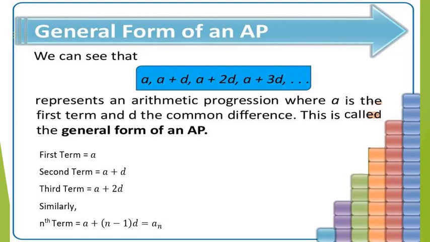Now, here also observe one pattern: for the second term, the coefficient of d is 1. For the third term, the coefficient of d is 2. For the fourth term, the coefficient of d is 3. Similarly, for the nth term, the coefficient of d will be n minus 1. So the formula becomes a plus (n minus 1) times d, which is the formula for the general term of an AP. This formula is also used for finding indicated terms or the last term.